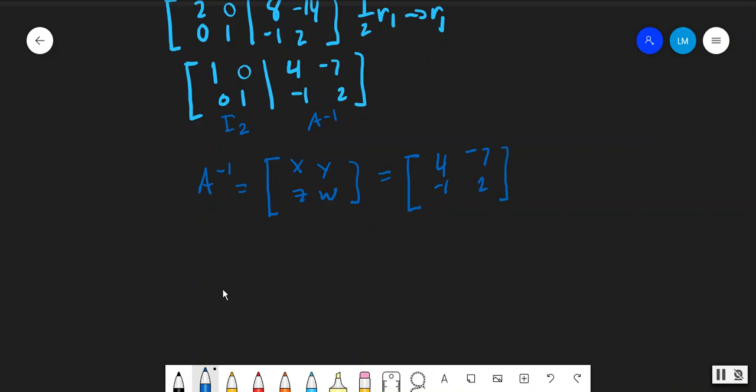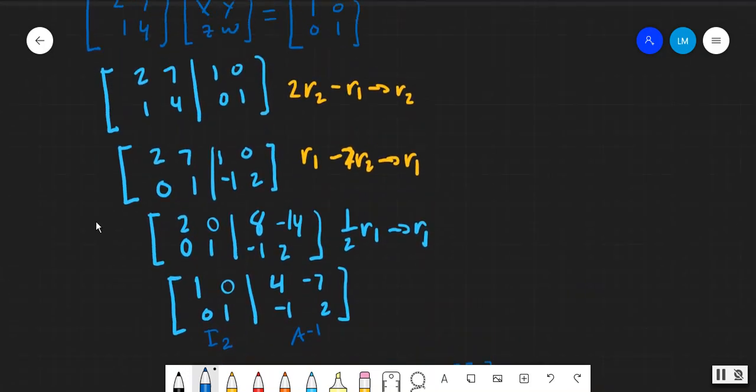So just to recap, what happened was that we took the matrix A, we multiply it by A inverse, and it gives us the I2. If we do the same thing with A inverse times the A matrix on the left side, it's still going to give us I2. So the whole point of this is that we can actually just augment and be done with it.